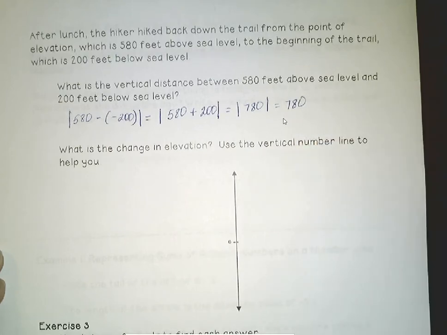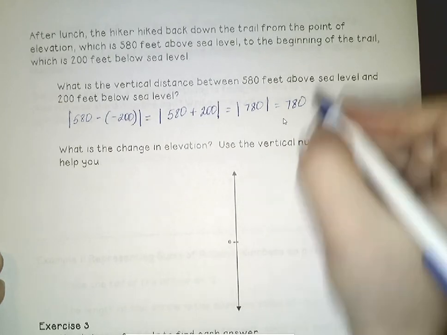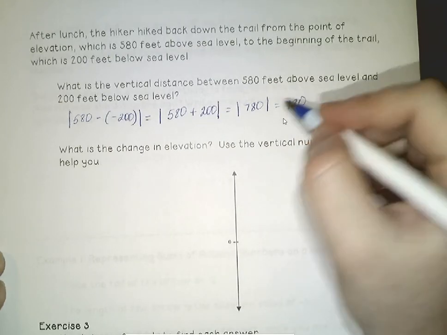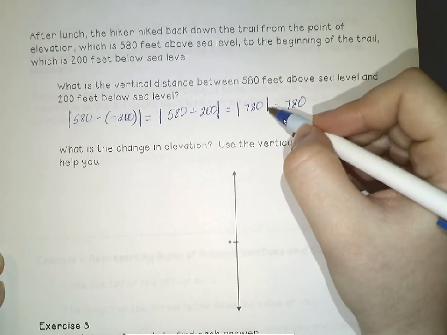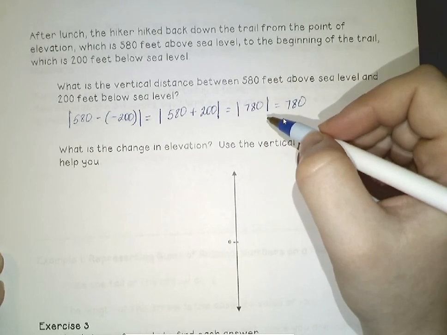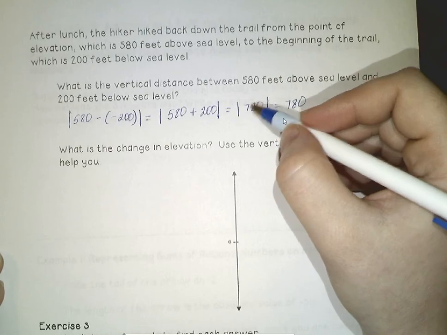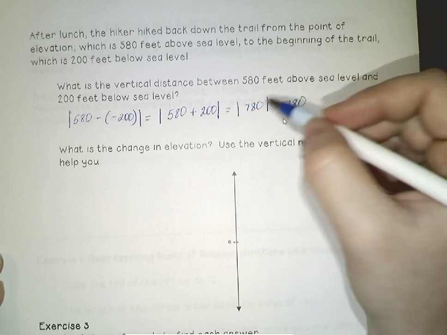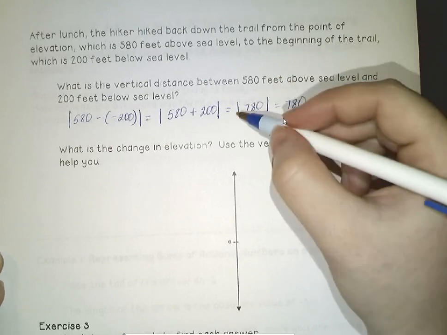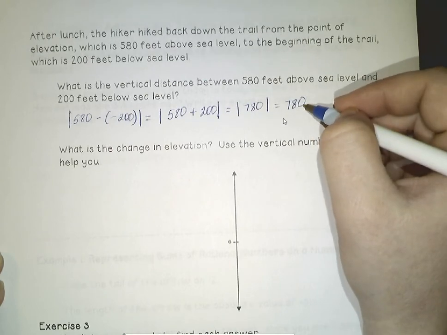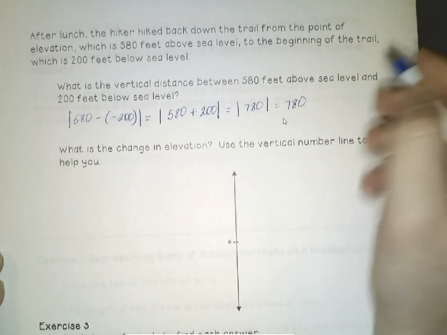See how it's the same? It is exactly the same number, and that's why we need that absolute value box, because inside the absolute value box we have one number that was negative, this number is positive, but because we have absolute value, our answer is positive. Okay, so 780 feet.